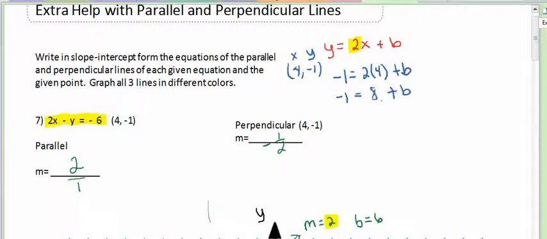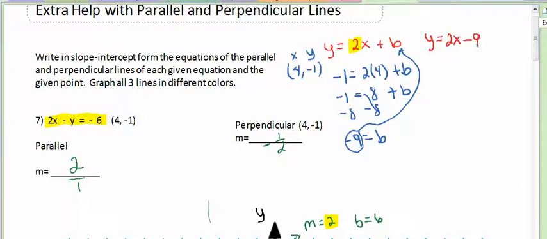I need to get b by itself, so I'm going to subtract 8, and I'm going to have my b is -9. I'm going to take that -9 and put it in where the b is. So my red line, the equation is y is equal to 2x minus 9. That is the equation that I'm going to use.